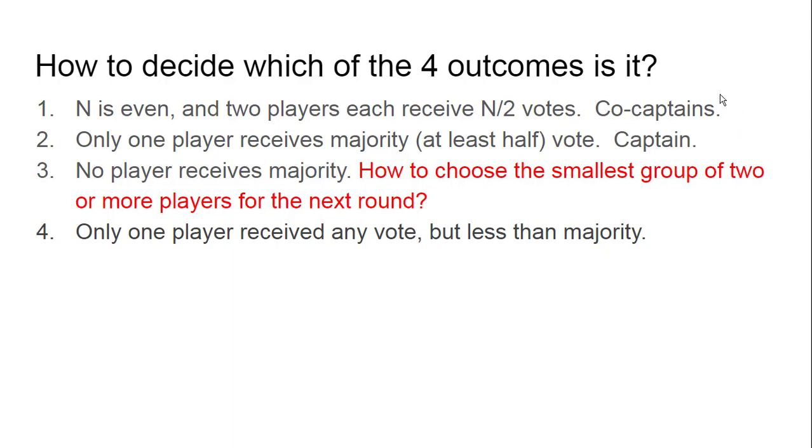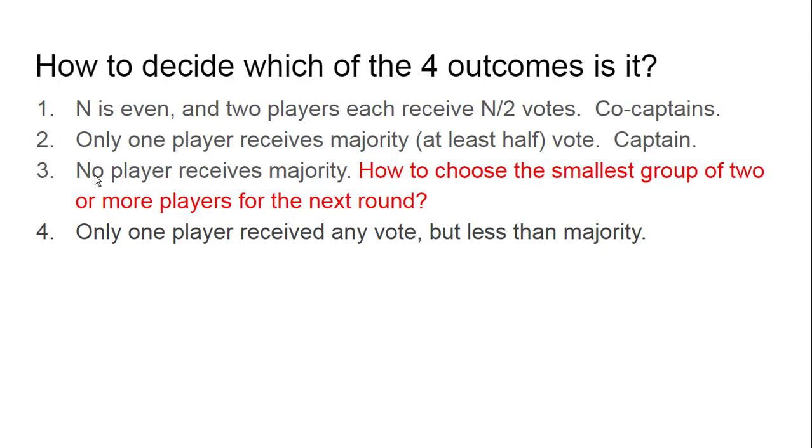Okay, so after we collect those 3 pieces of information, how do we decide which of the 4 outcomes it is? This slide lists the 4 outcomes. We have co-captains, only one single captain, no player receives a majority, and only one player receives any vote but less than a majority. So think about it: if you use the 3 variables that we computed from the previous slide, what will be the condition for each of the 4 outcomes?